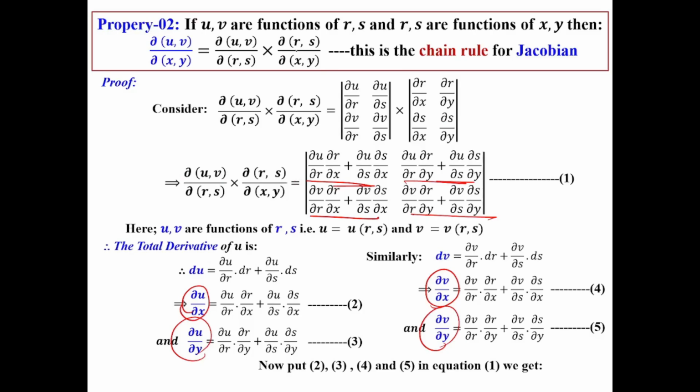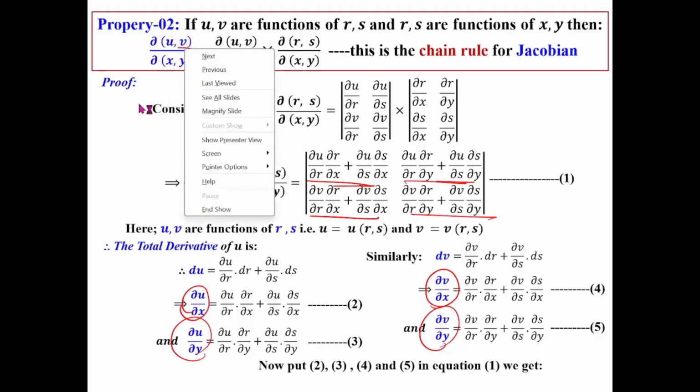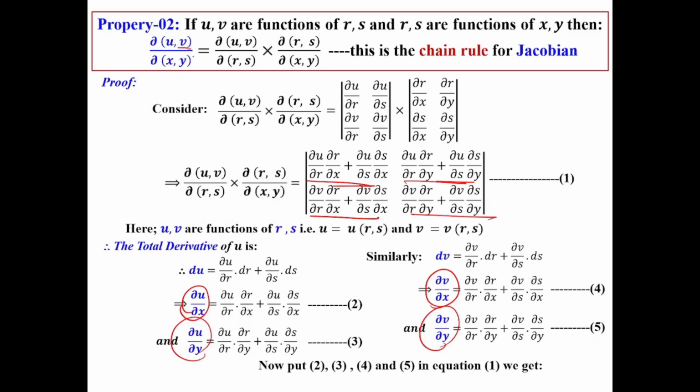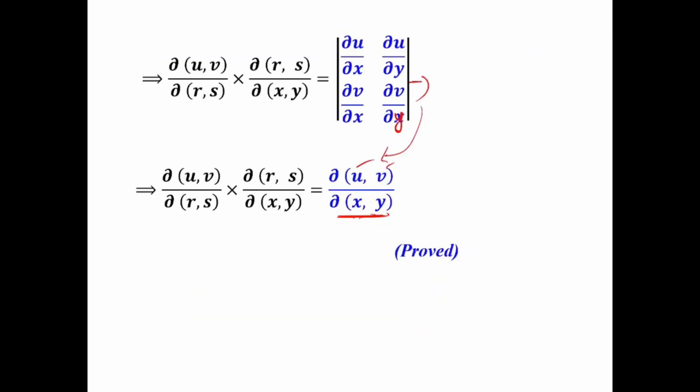Hence proved this property, the chain rule for Jacobian, that is del(u,v) by del(r,s) into del(r,s) by del(x,y) equal to del(u,v) by del(x,y). Here u, v is not directly related with x, y. u, v is a function of r, s, and r, s is a function of x, y. So by this chain rule we can relate u, v with respect to x, y. So this is the proof of this property.